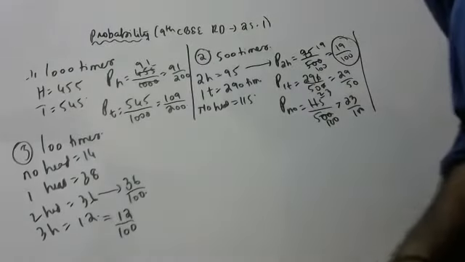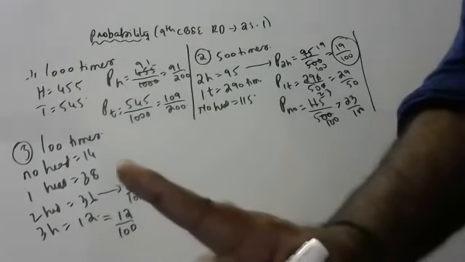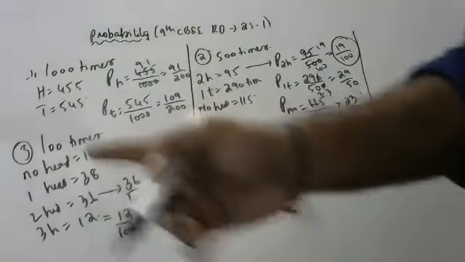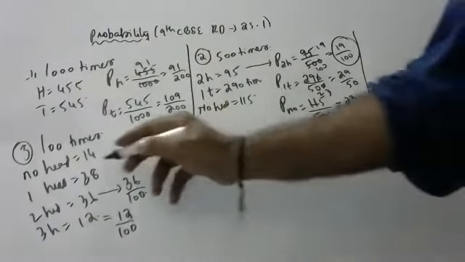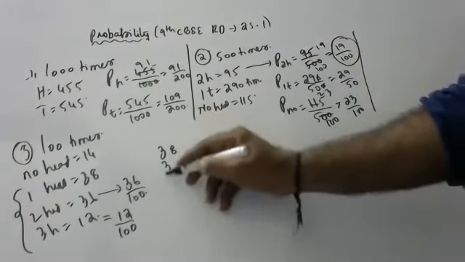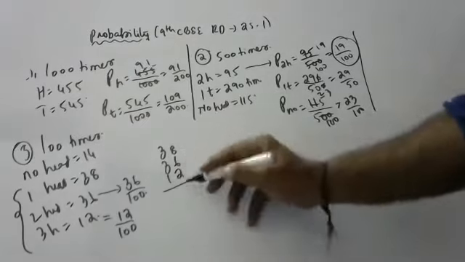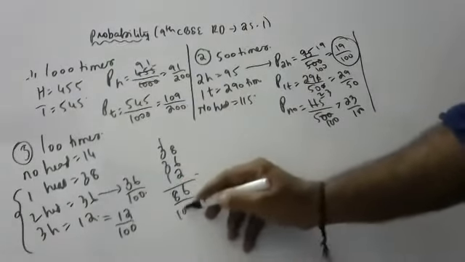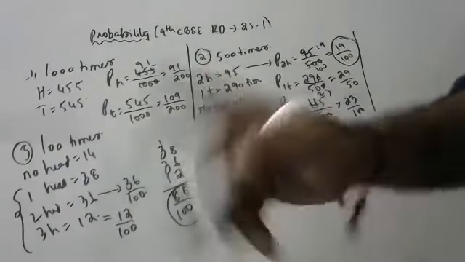You tell me, what is at least one head? At least one head is one or more than one. So 36 plus 38 plus 12. How much is it? 86 by 100. At least means one or more than one.